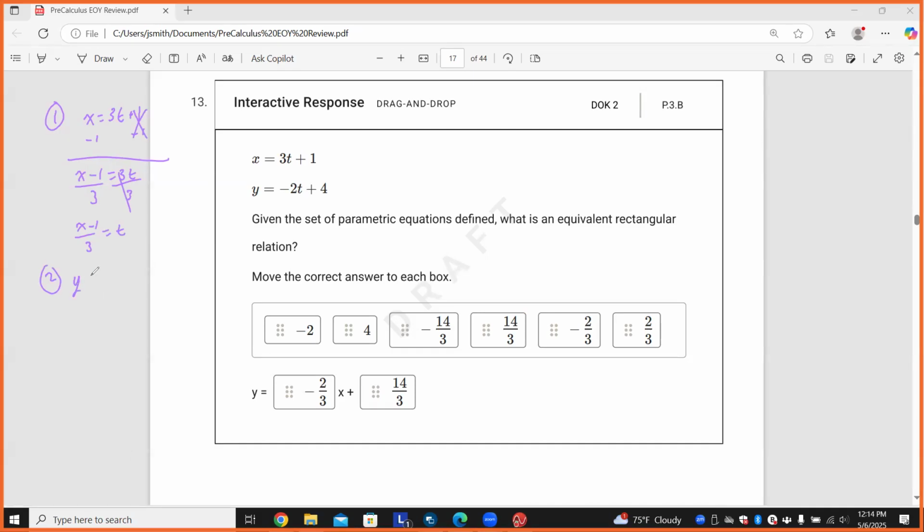Good. Just plug it into the T in the Y equation. So this becomes Y equals -2 times (X minus 1) over 3 plus 4. Your job now is just to simplify correctly so you can drag and drop the correct numbers.